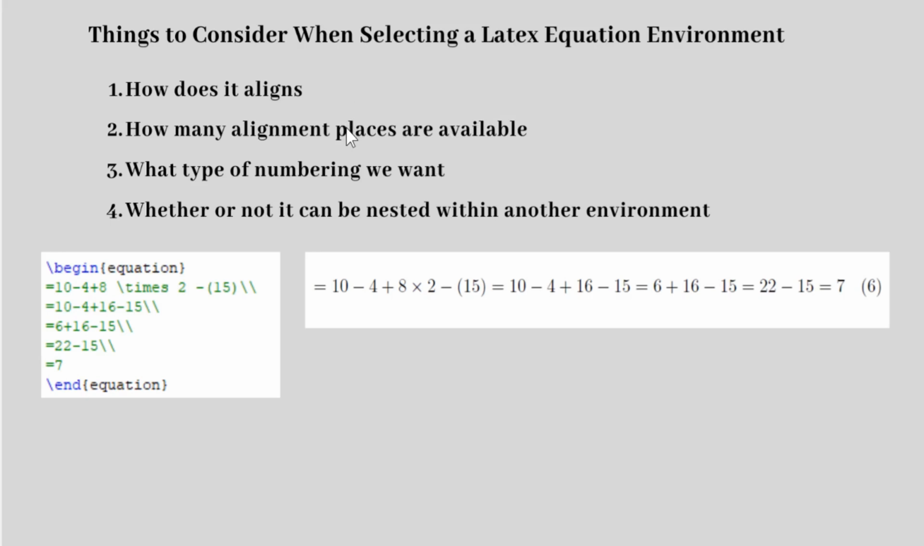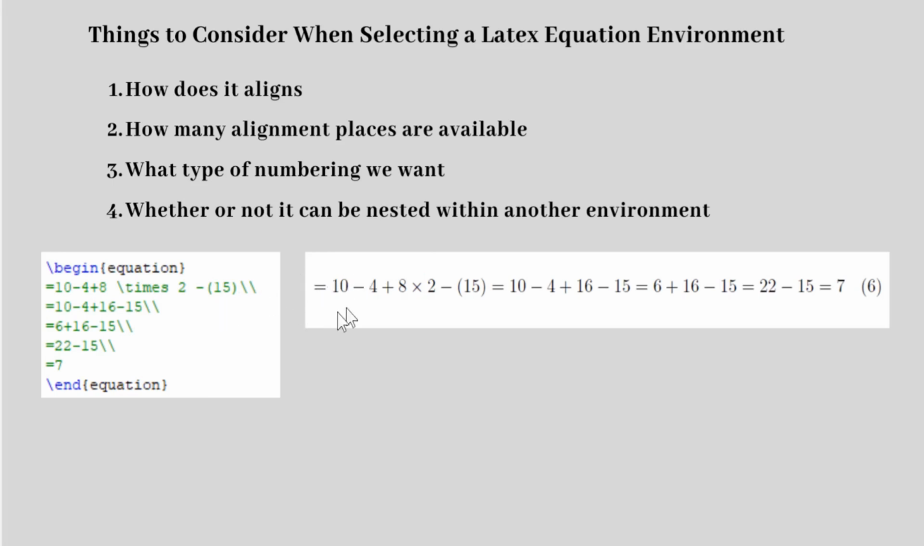Now whenever you want to decide which environment you should use to write your equation, there are 4 important factors you need to consider. The first is how the alignment works in that particular environment. The second is how many alignment places are available. The third factor is what type of numbering we want, whether we want numbering at each line or numbering at a set of lines. The fourth important factor is whether or not that particular environment can be nested within another environment, because sometimes we need to nest one environment inside the other environment. And we will see with these examples how all this selection is made.